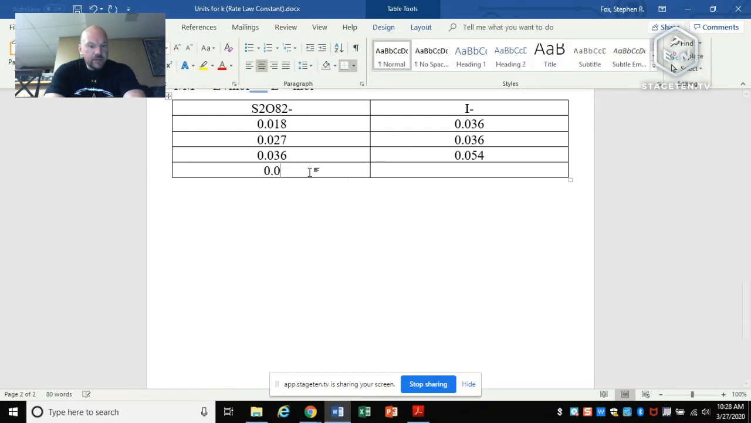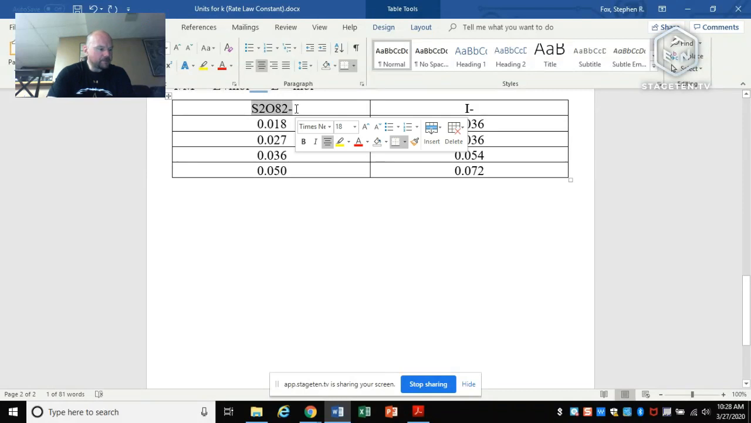The reason why this is a tricky one is because there's no two trials where the S2O8 concentration remains constant. But there are two trials where the I minus stays constant, trials 1 and 2. So we can definitely know the order of the reactant S2O8 2 minus ion. All right, so we're going to do that.